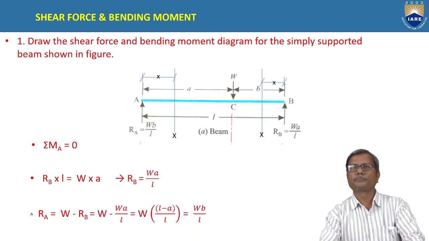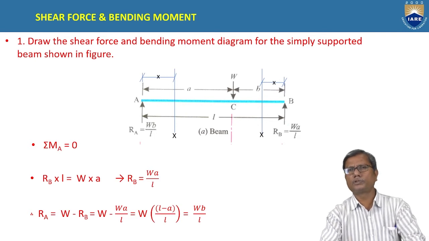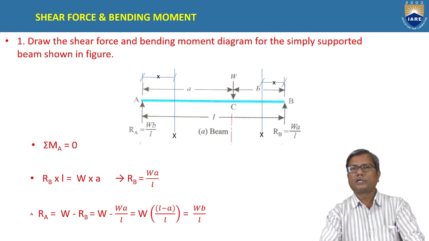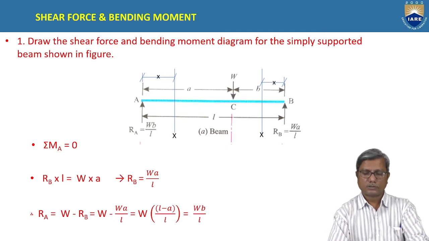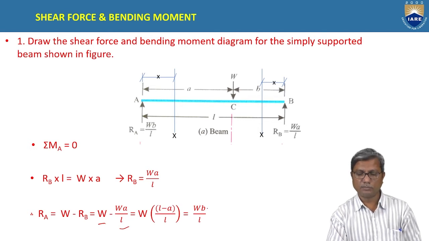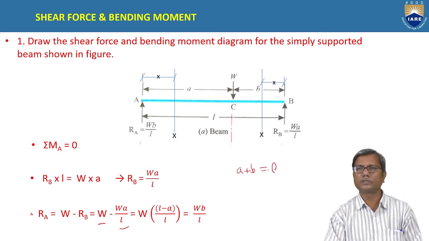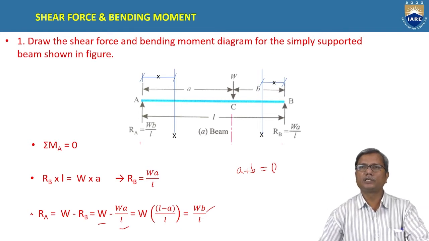Now we can obtain RA by applying the condition sigma Fy equal to 0. We equate the sum of upward forces and the sum of downward forces. Here the upward forces are RA and RB, and the downward force is only W. So the equation is RA plus RB equal to W, or RA is equal to W minus RB. W minus WA by L gives W into (L minus A) by L, and we know L minus A is equal to B, because A plus B is equal to L. So L minus A is replaced by B. So the reaction at A is WB by L.